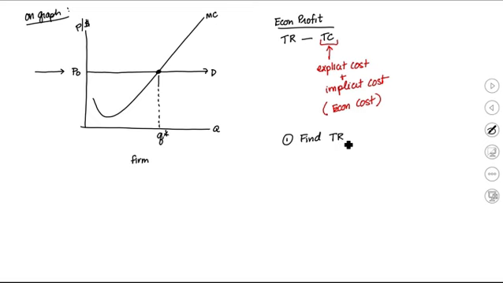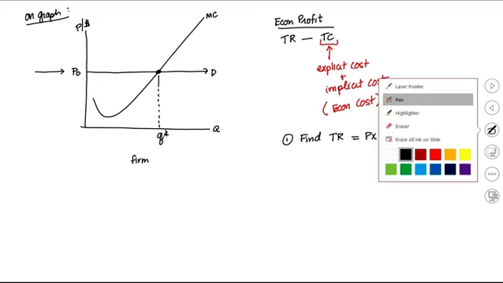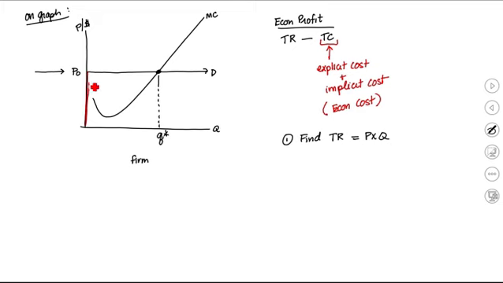All right, so can we find total revenue? Total revenue equals P times Q. Can we find a box that represents total revenue? Do we agree that total revenue is going to have a height of P0 and a length of Q0, right? So P times Q. Does everyone agree that total revenue gives me back this box right here in red? So total revenue, P times Q.